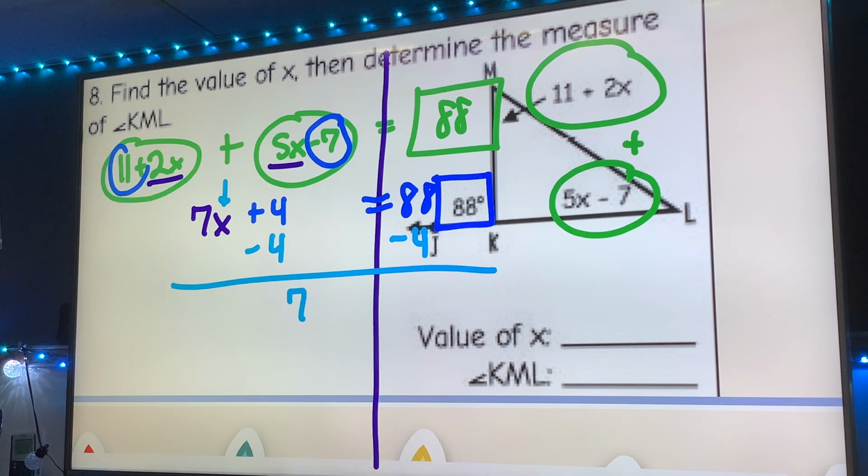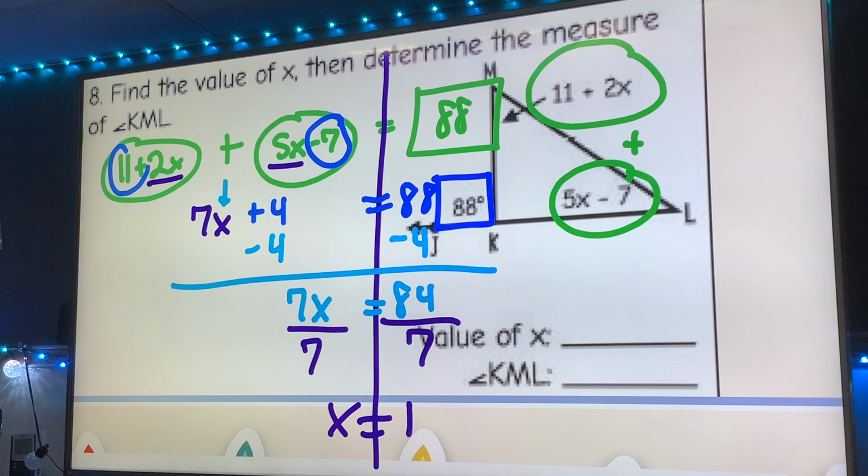Then I have 7x equals 84. Divide by 7. X equals, like I said, you should know this off the top of your head, 12. And that is the value of x, which goes right here.